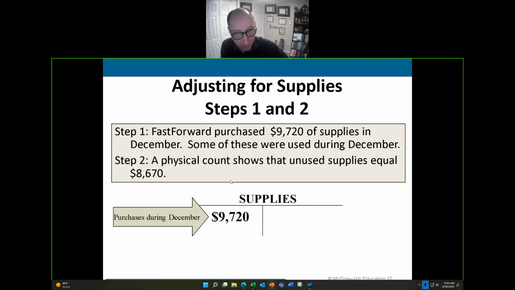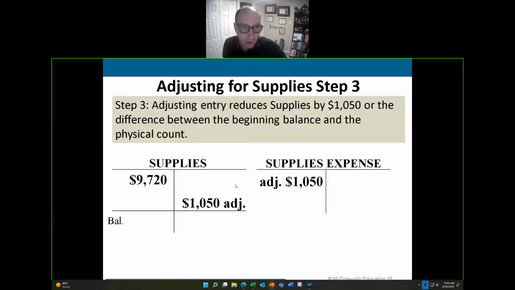So we debit our supplies account, 9720. The supplies account is also an asset account. Remember, the supplies we use to generate revenue, sales, is an asset. If you use something in the company to help you to generate sales, it's an asset. So here's how it looks.